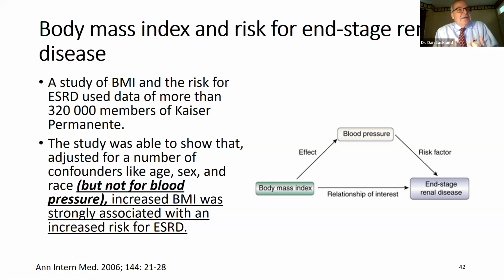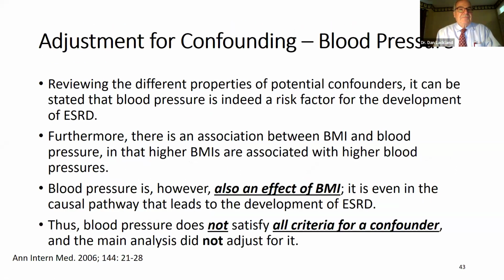In this case, we're going to think about whether blood pressure should have been there, or maybe shouldn't have. So we're going to go through and try to identify: should blood pressure have been considered as a confounder with age, sex, and race? Very similar to GFR in the previous type of study. So let's go through our criteria.